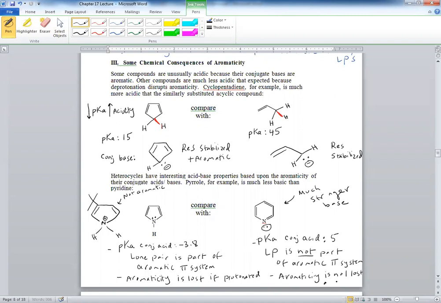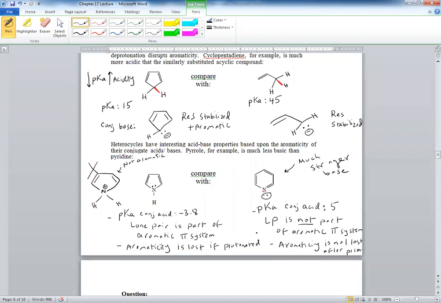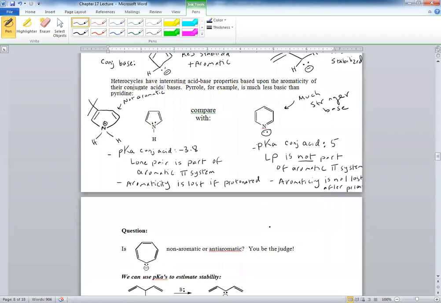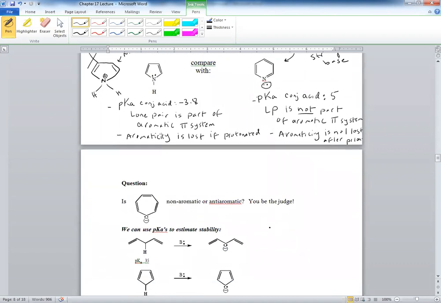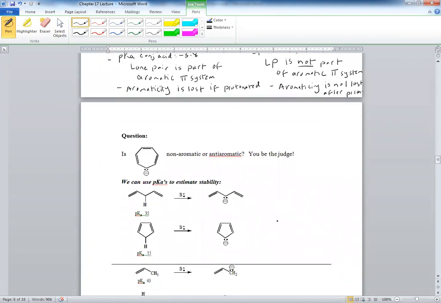After protonation. So you get the word here. So after protonation, aromaticity is not lost. And therefore, again, that's why it's a much stronger base in comparison. Again, there's no loss of aromaticity. So that brings us to this system or these questions right here.